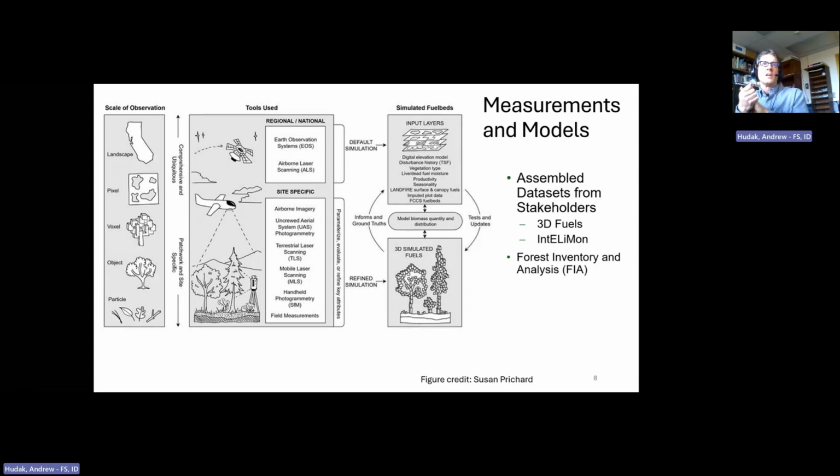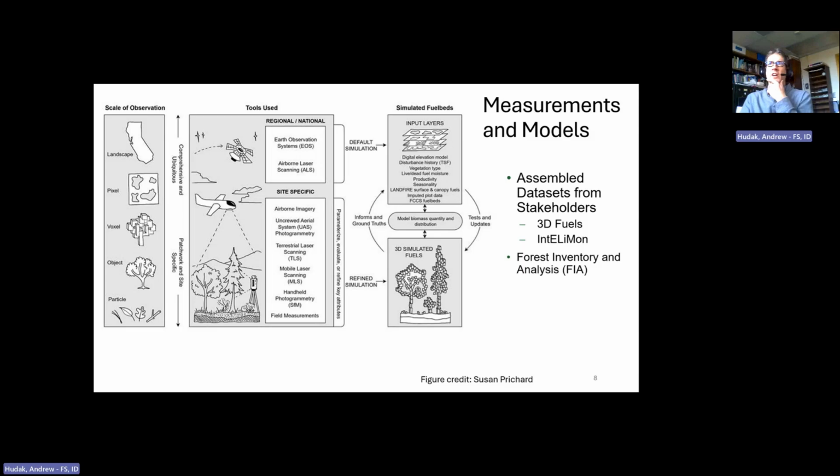At the fine scale, I've mentioned TLS, but there's also mobile laser scanning and handheld photogrammetry that I've mentioned. There's also UAS, which is sort of at a slightly larger scale, bridging up to the airborne LiDAR scanning scale. And I'm an airborne LiDAR guy myself. I see that as a really important scale for bridging the gap between fine scale fuel properties and then coarser scale patterns, such as what we capture with satellite imagery.